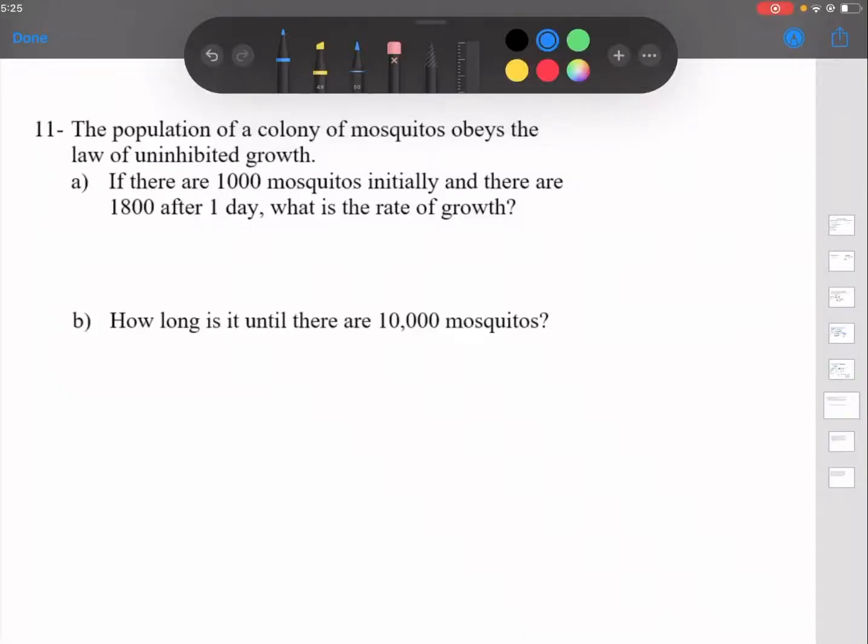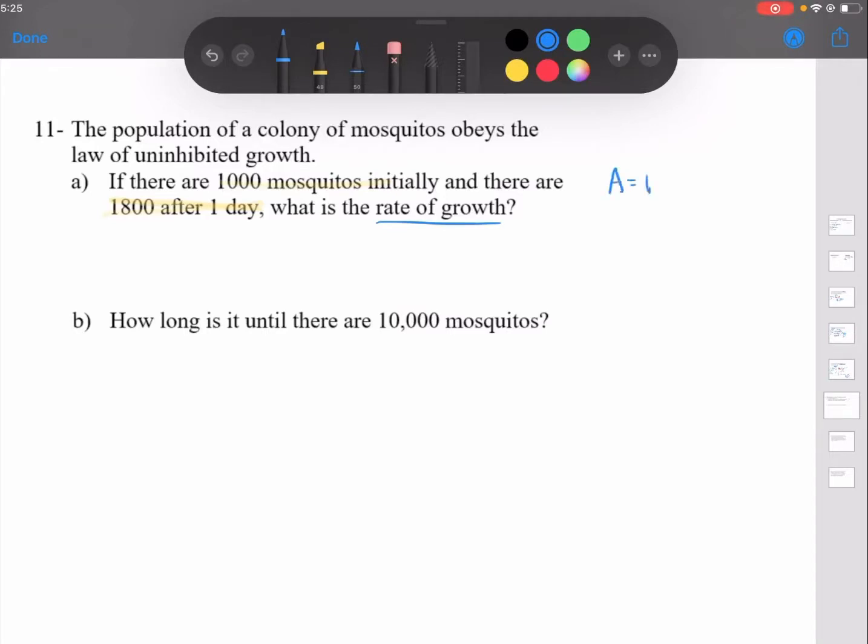Let's veer away from money now and let's talk about some uninhibited growth and decay. So we've got a population of mosquitoes, which is all exciting, that follows this pattern. There's 1,000 mosquitoes initially, and then after 1 day we have 1,800. We want to find the growth rate. So this is going to use our PERT formula again.